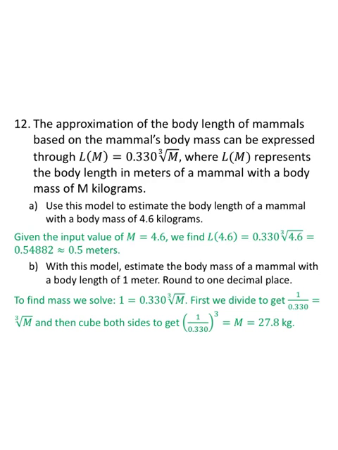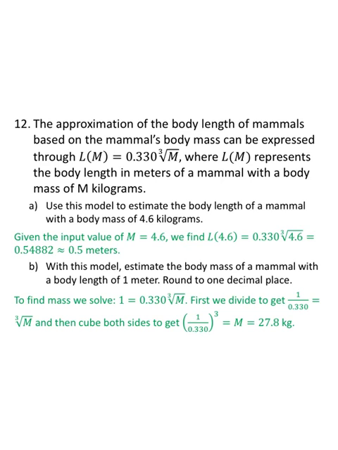Part B. With this model, estimate the body mass. So now we're going to estimate the mass. That means find m. With a body length of 1 meter. Round to 1 decimal place. So the body length, the L stuff, that gets replaced by 1. 1 equals 0.330 cube root of m.